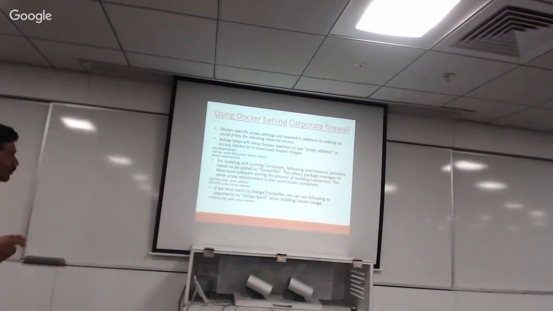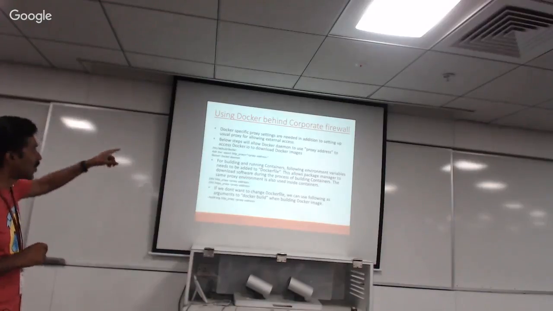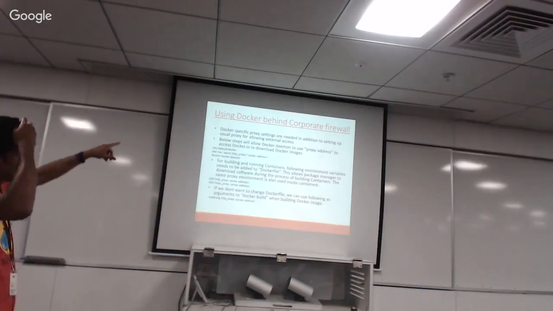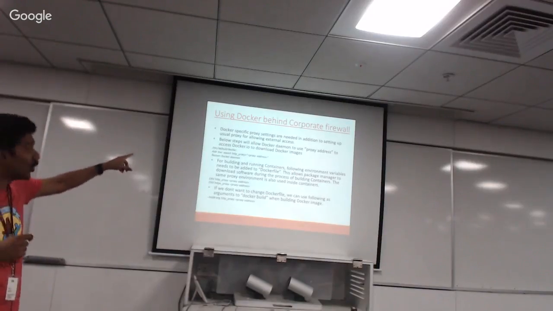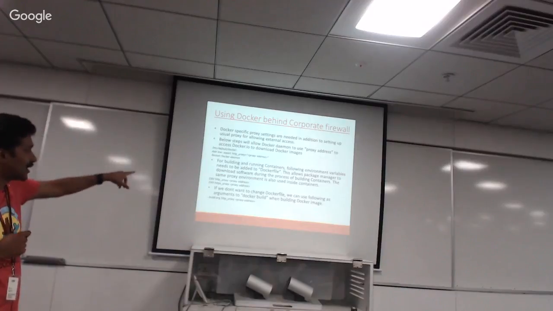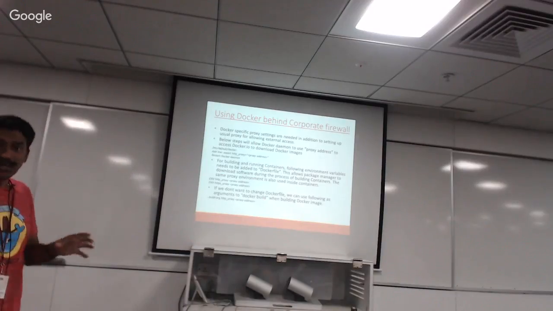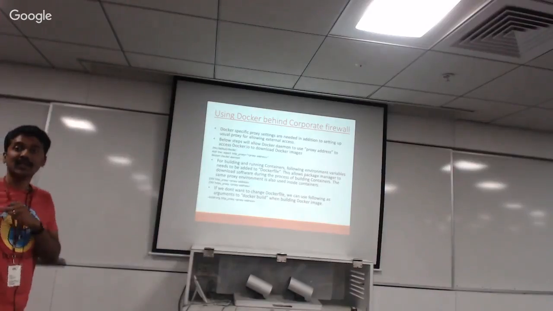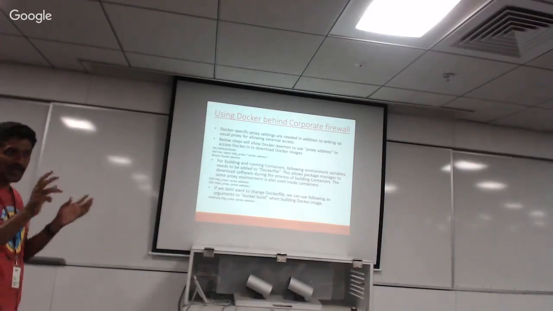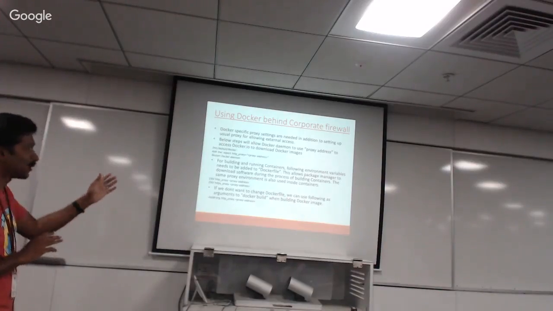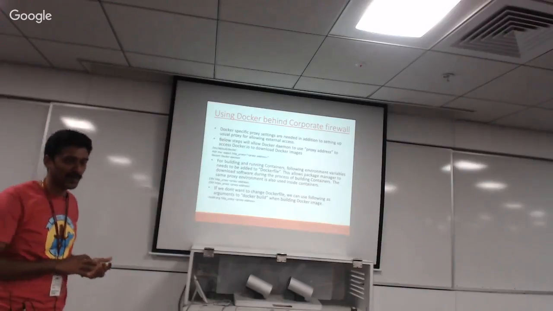There are two kinds of proxies you need to set up. The first proxy is to allow docker.io to download Docker images. The second proxy is for building containers and allowing the containers to access the external world. So these are the two proxies that you need to set up when you're behind a corporate firewall.